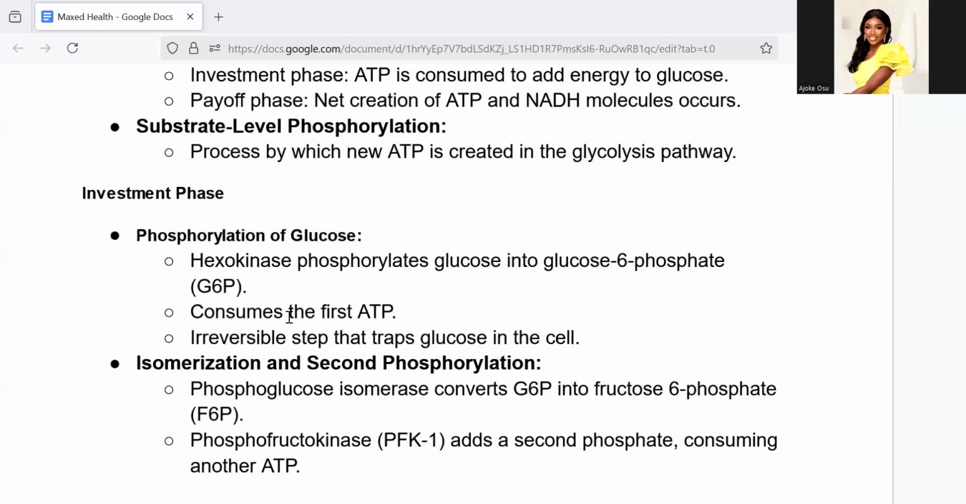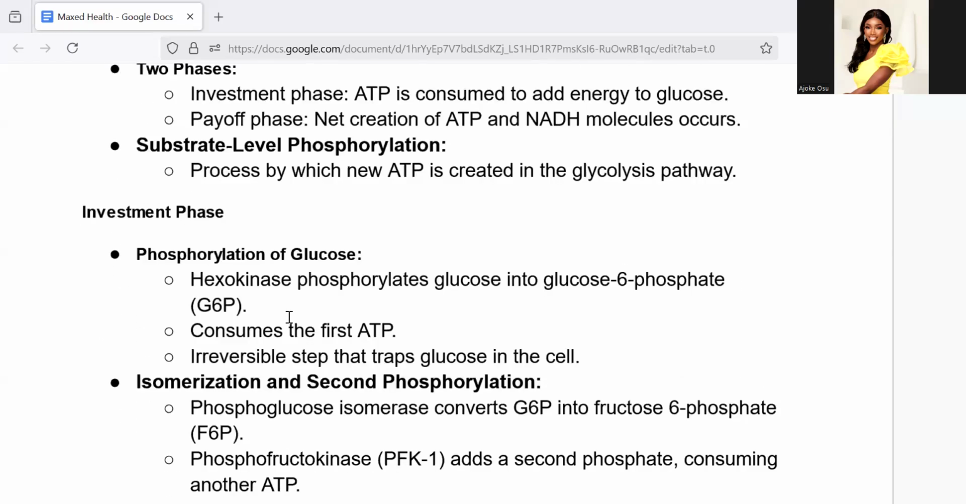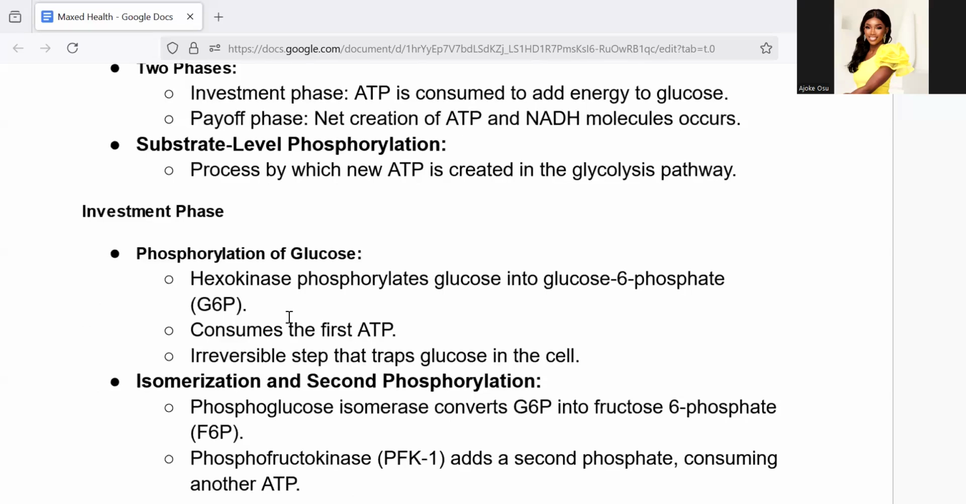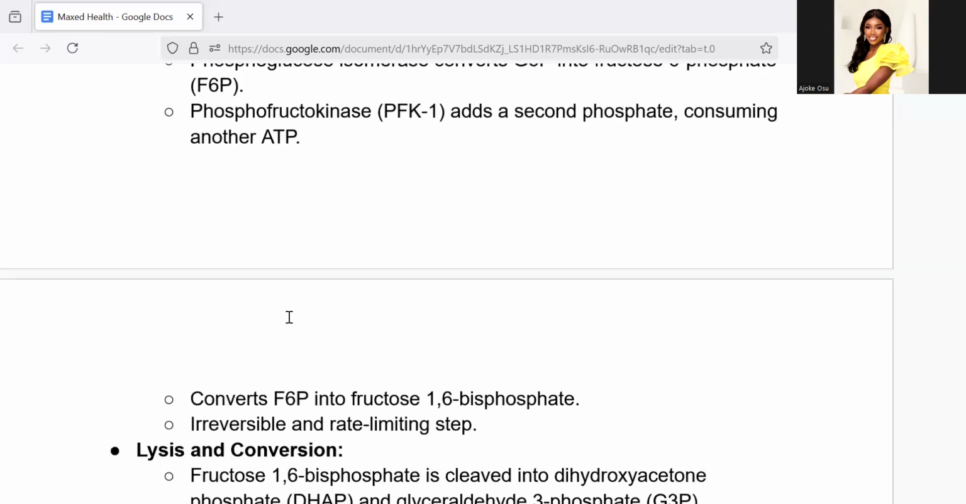In the step that follows, fructose 1,6-bisphosphate undergoes lysis into 2 molecules by the enzyme fructose bisphosphate aldolase, converting it into dihydroxyacetone phosphate, DHAP, and glyceraldehyde 3-phosphate, G3P. DHAP is then turned into G3P by triose phosphate isomerase. DHAP and G3P are in equilibrium with each other, meaning they transform back and forth. And that's it for the investment phase.